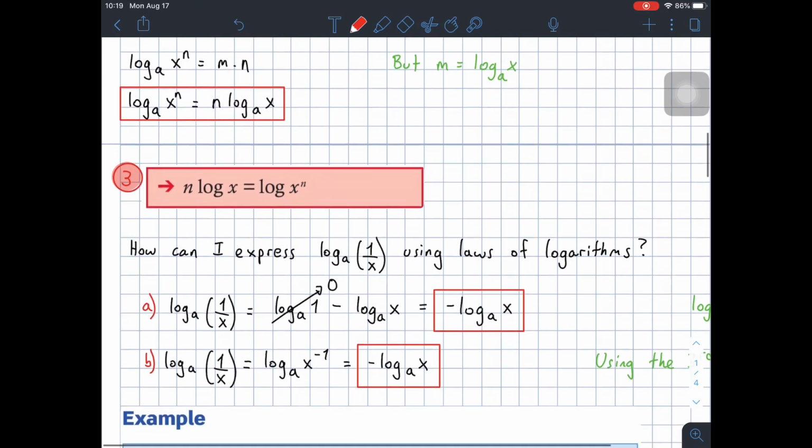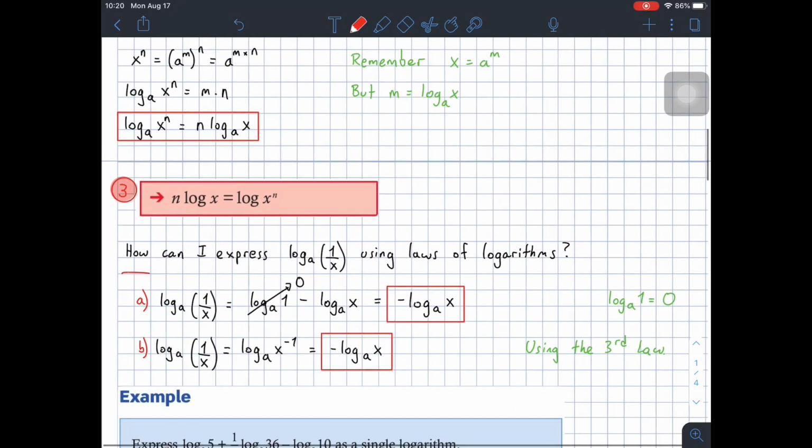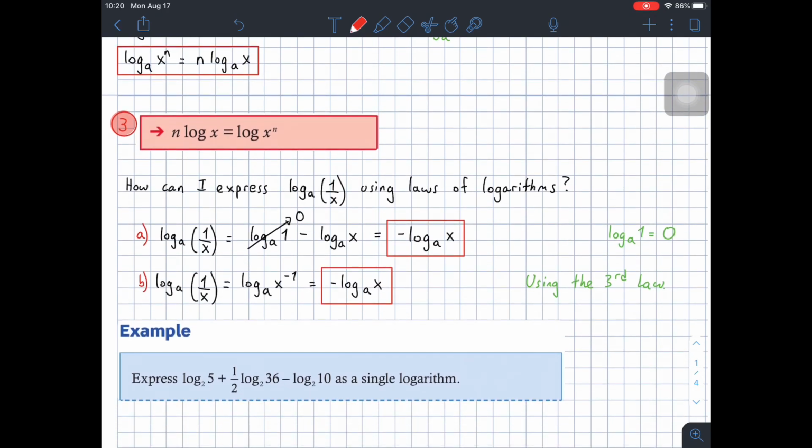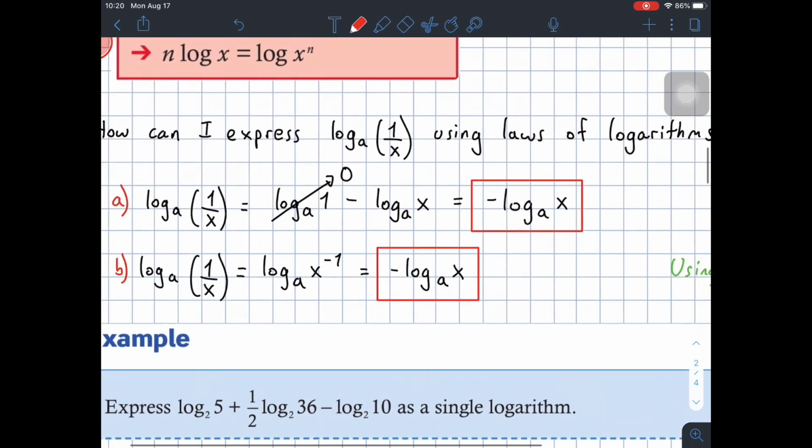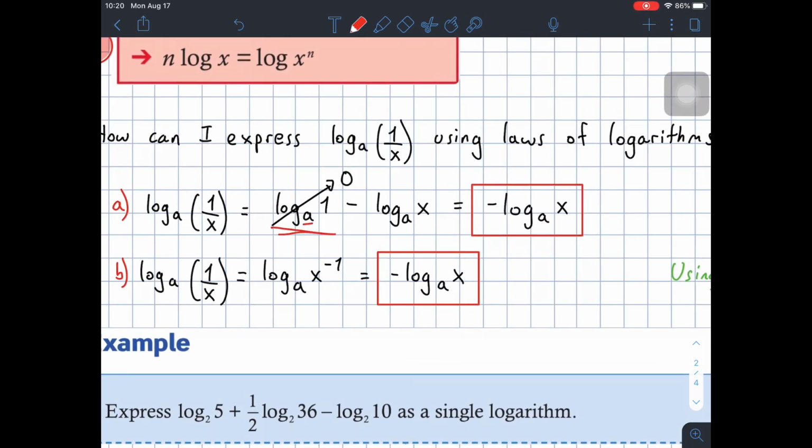Okay, then we have this for you to think about. It says, how can I express log base a of 1 over x using laws of logarithms? There are two ways in which one can express this using laws of logarithms. One is by using the second law, right? Which is that if I have a division between the arguments, I can separate the logarithm into two different logarithms, subtracting the logarithm of the numerator minus the logarithm of the denominator. So I can say that log base a of 1 over x is the same as log base a of 1 minus log base a of x, right?